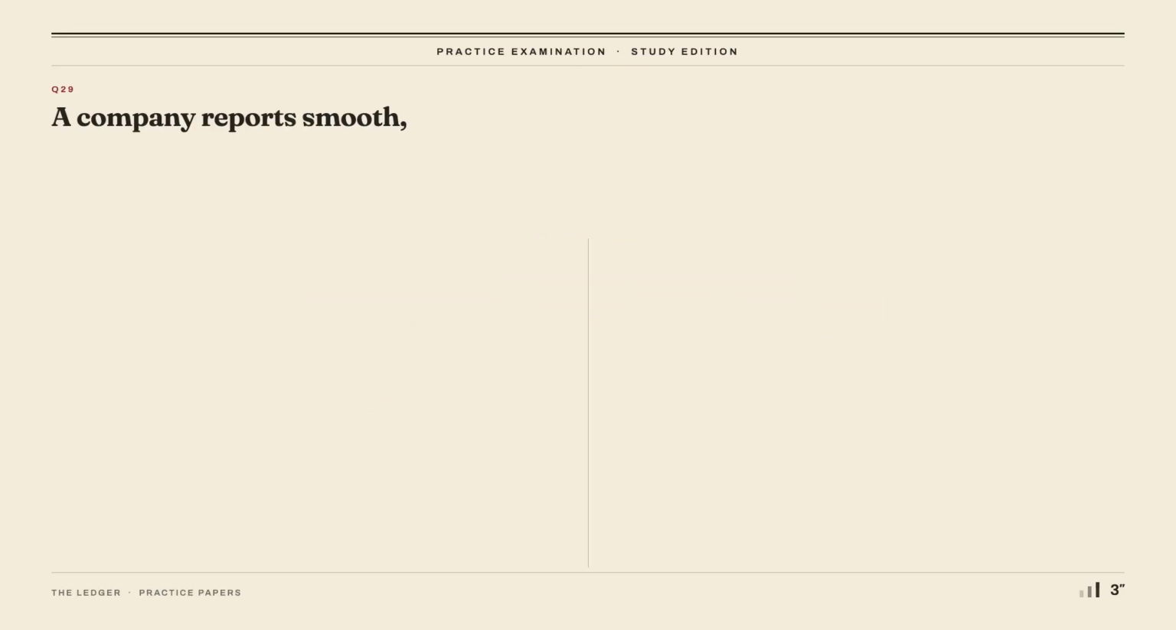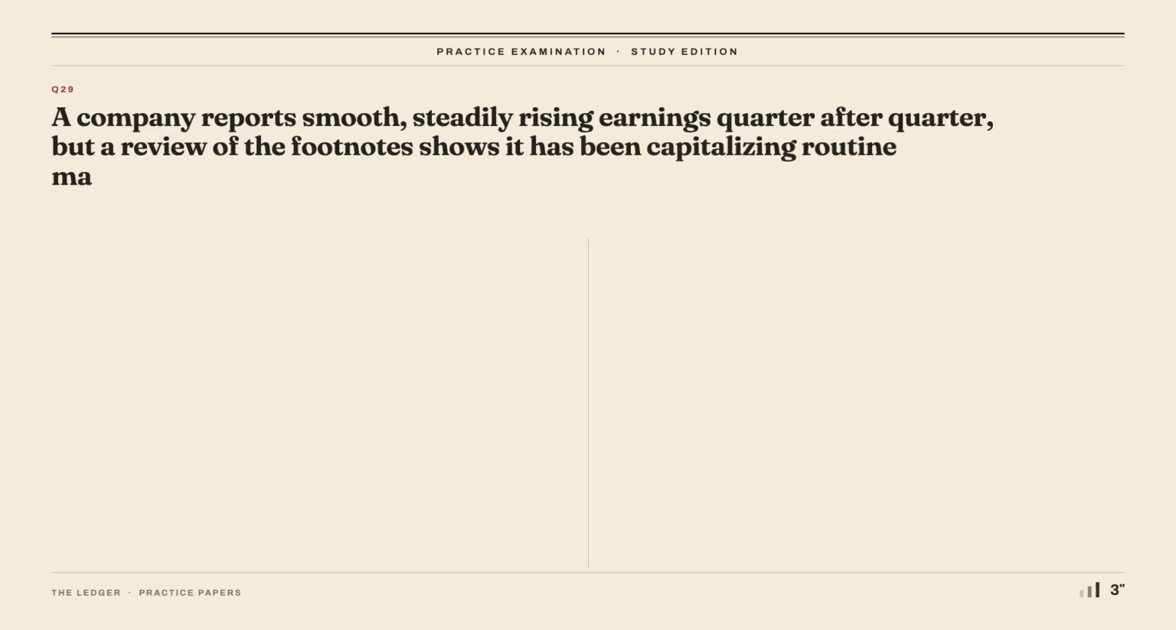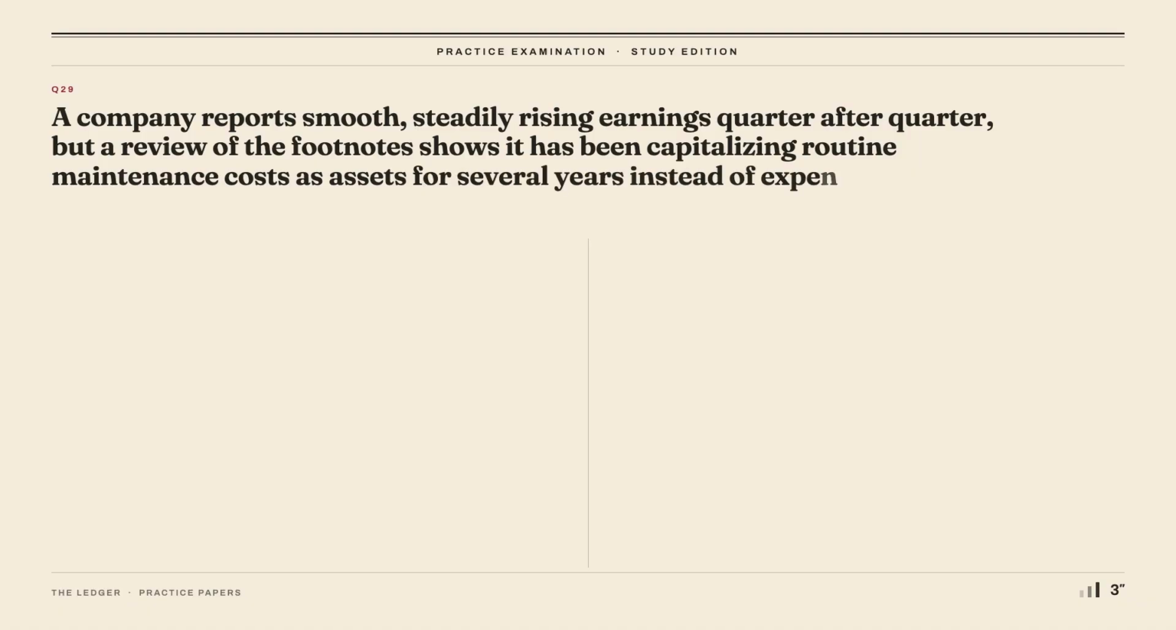Question 29. A company reports smooth, steadily rising earnings quarter after quarter, but a review of the footnotes shows it has been capitalizing routine maintenance costs as assets for several years instead of expensing them. How is the situation best characterized?